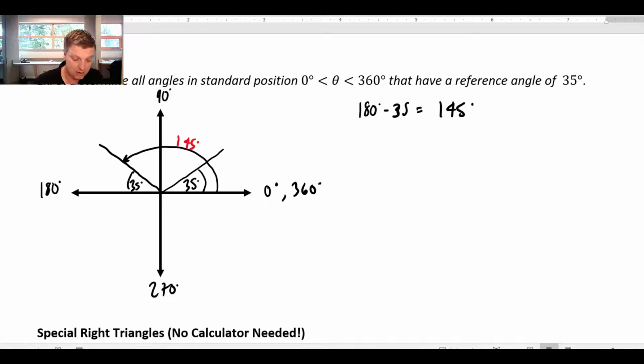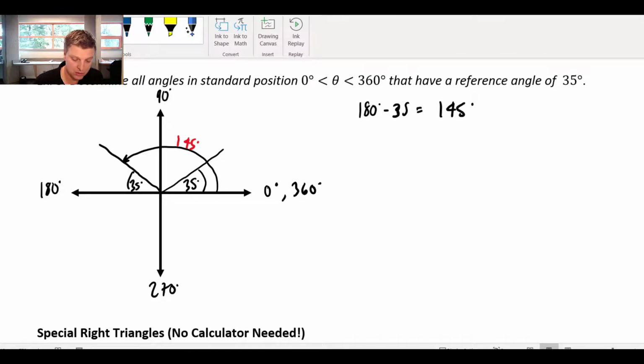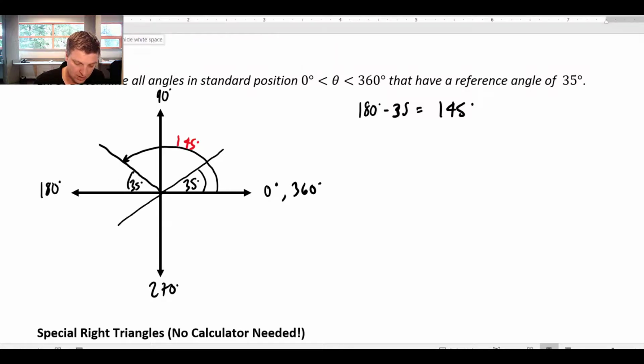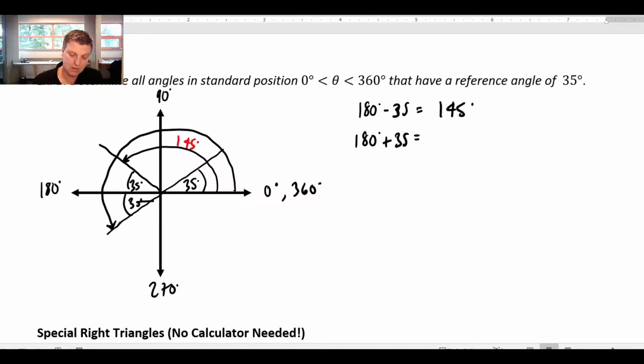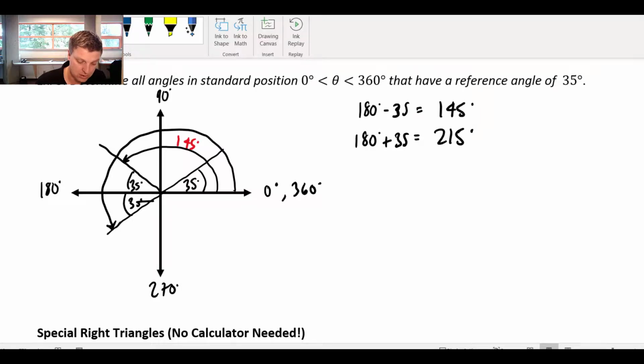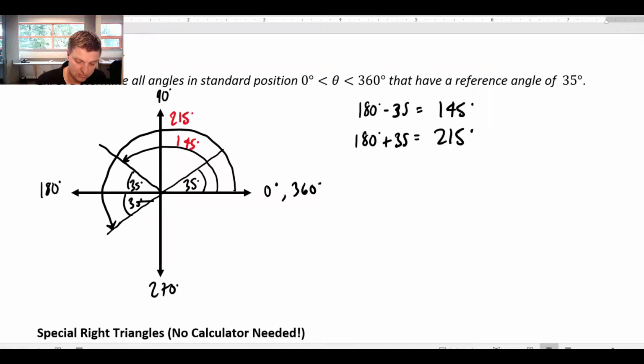I'm going to keep on going into the next quadrant. So I'm going to rotate all the way around until I get to this point right here, where my arm is now, again, 35 degrees from the x-axis. So what is that angle all the way around? Well, I can see that that angle will be 180 plus 35. So that would be 215 degrees. So this angle here is 215.